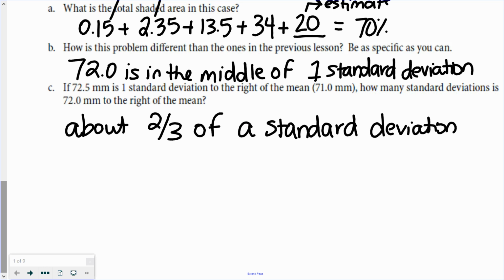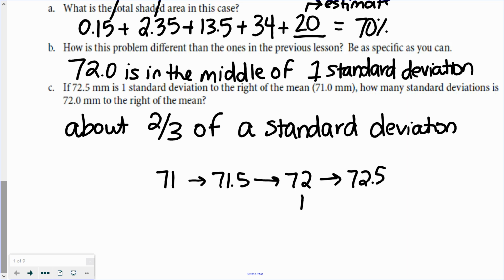So if we divided it in thirds, so 71, 71.5, 72, and 72.5, that's about 2/3 of the way between your mean and one standard deviation. So it's about 2/3 of the way.